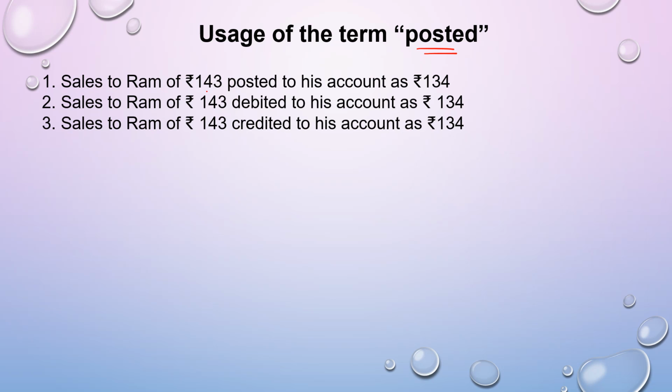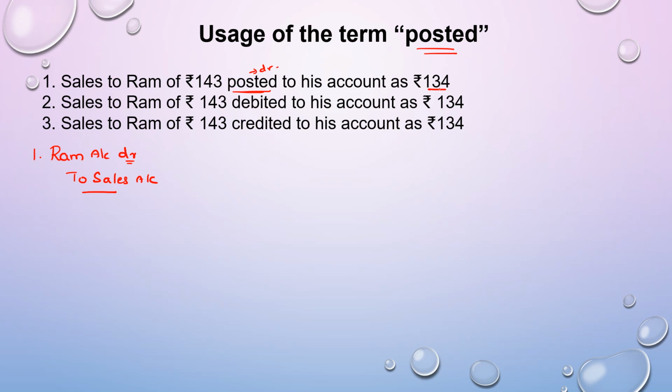First one, sales to Ram of rupees 143 posted to his account. Now you see the term posted here. As I told you, if the term posted is used, it means it has gone to the correct side. Now when there's a sale to Ram, which account is debited, which account is credited? Sale to Ram, if it's credit sale, Ram account would be debited, and you would be crediting sales account. So it has been posted to his account means it has gone to the debit only. So if they say it is posted, it means it has gone to the correct side.